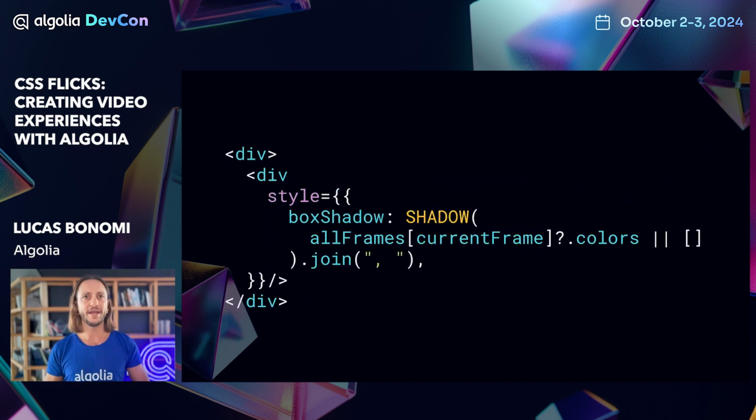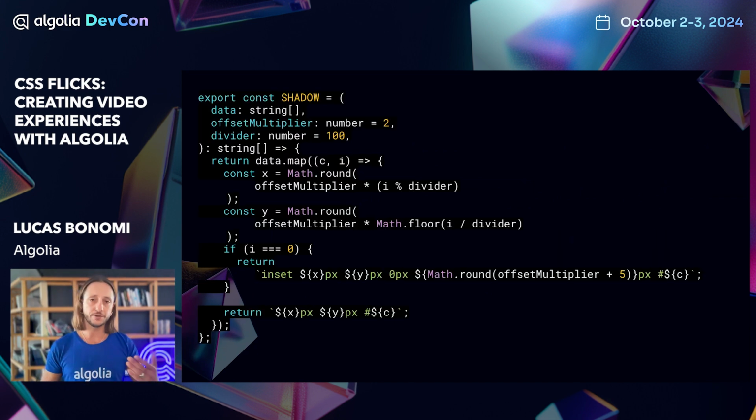And then when I have all my frames, I can use the current frame, which is the number n that I want. In my demo, it will be 0. So allFrames[0], and then I get the colors, and it goes through a shadow function. The shadow function will split up the array, and given a few options, will find the correct position for each pixel on the x and y axis.